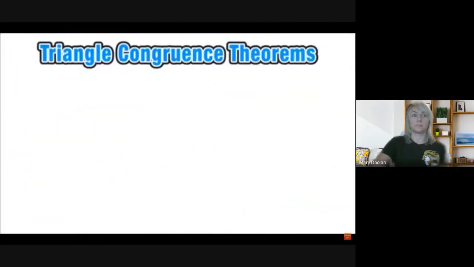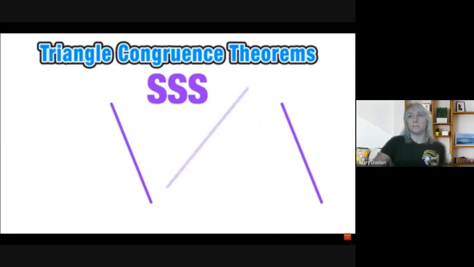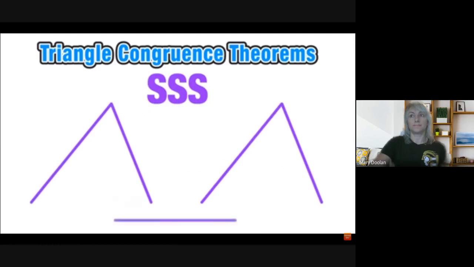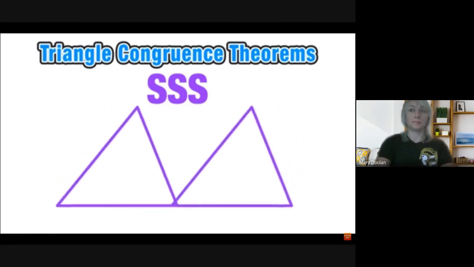Now the side-side-side triangle congruence theorem states that if in 2 triangles we have 3 pairs of corresponding sides that are congruent to each other, that means that they have the same length, then that's enough information to say that the triangles are congruent to each other. Which again just means that both triangles are exactly the same size and shape.